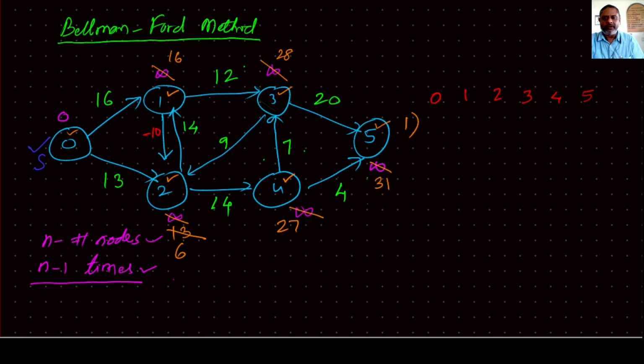So the values are: 0, 1 is 16, 2 is 6, 3 is 27, I'm sorry, 3 is 28, 4 is 27, 5 is 31. Now let's begin our second journey.